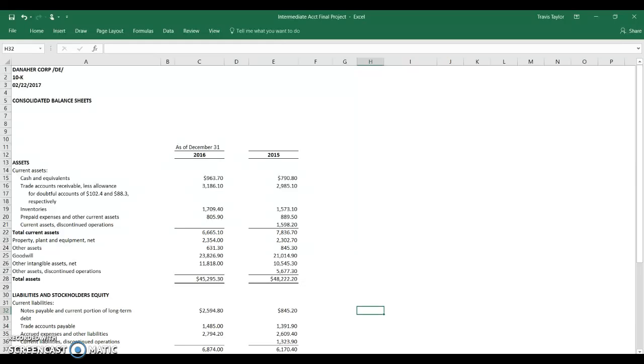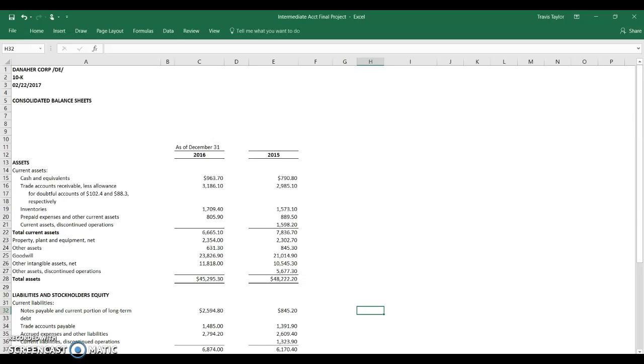I chose to do my project on the Danaher Corporation. Danaher designs, manufactures, and markets professional, medical, industrial, and commercial products and services across four primary business segments. They are life sciences, diagnostics, dental, and environmental and applied sciences. They're an S&P 500 component with approximately 63,000 employees.